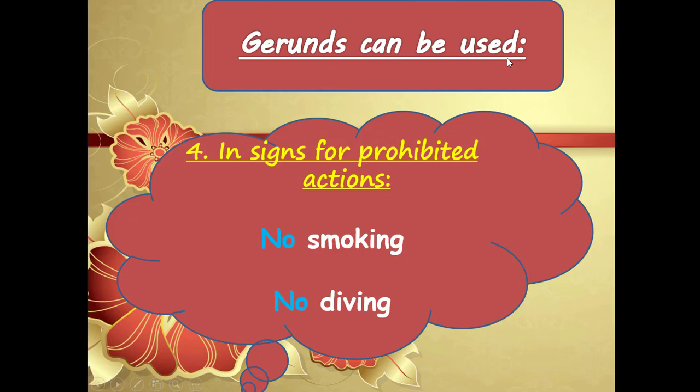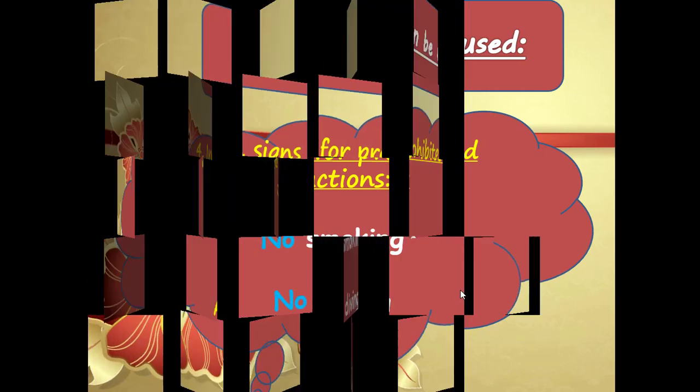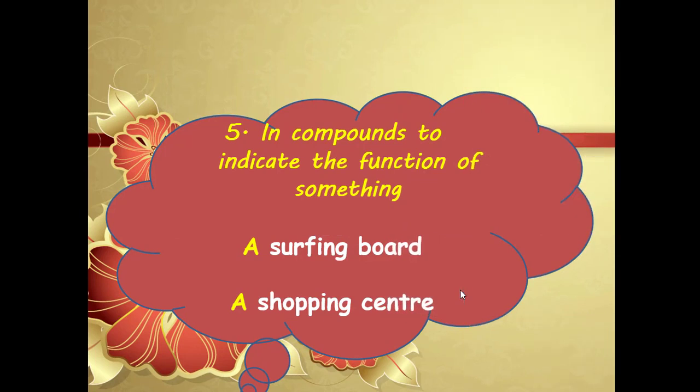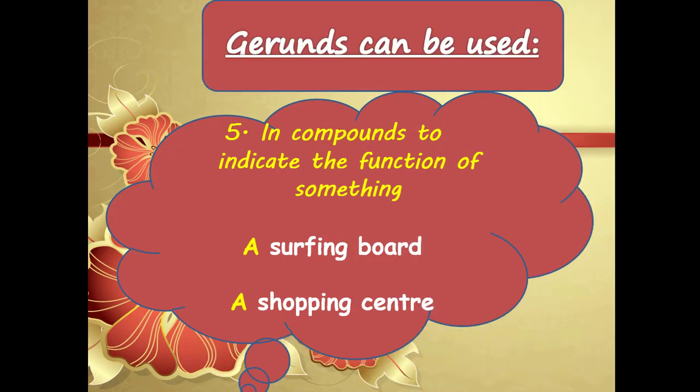Additionally, gerunds can be used in signs for prohibited actions. You know, prohibited actions, if someone tells you, or if there is any sign that tells you no smoking, no diving, no taking photos. Can you say no smoke, no dive? It's incorrect. So, no smoking, no diving, no touching, and so on. Follow? Let's follow number 6.